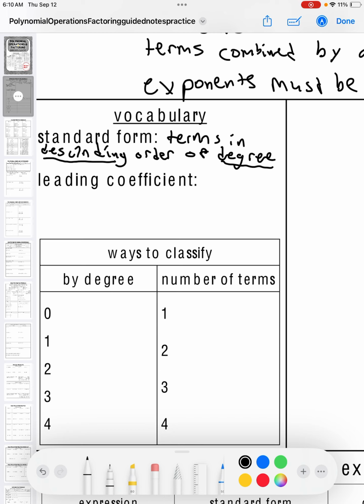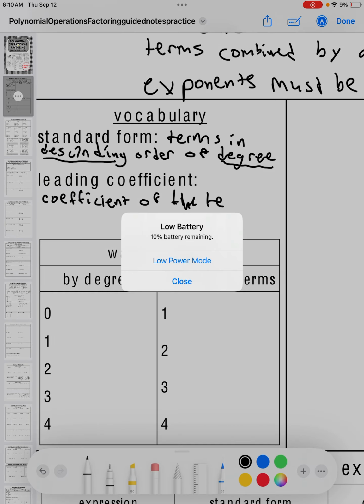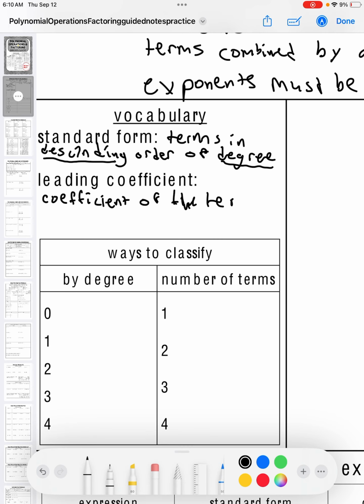Another key vocabulary term you're going to need is the leading coefficient. That is the coefficient. And the coefficient is just the number in front of a variable term. So the leading coefficient is the coefficient of the term with the highest degree.